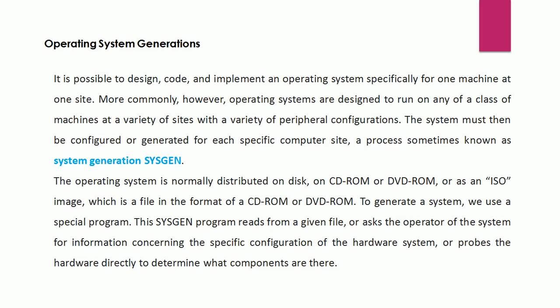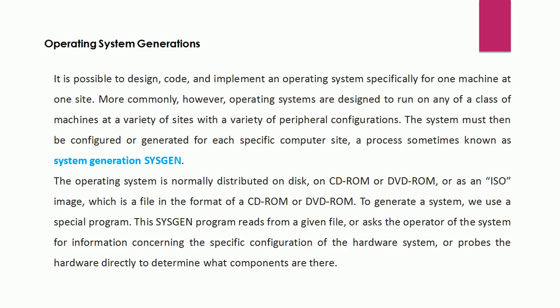Most commonly, operating systems are designed to run on any of a class of machines at a variety of sites with a variety of peripheral configurations. The system must then be configured or generated for each specific computer site. This process is also known as system generation, or sysgen.